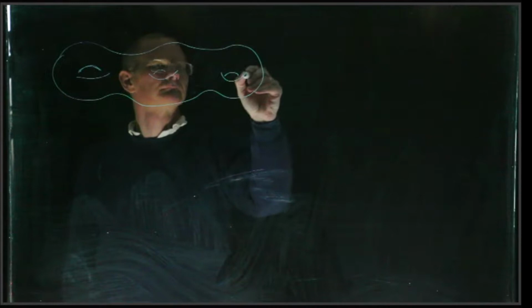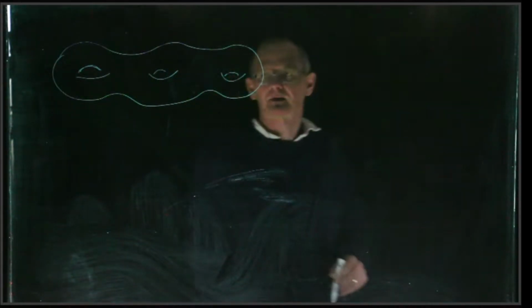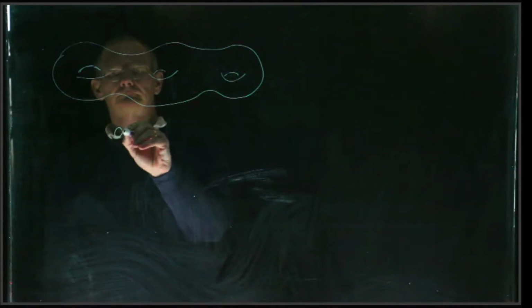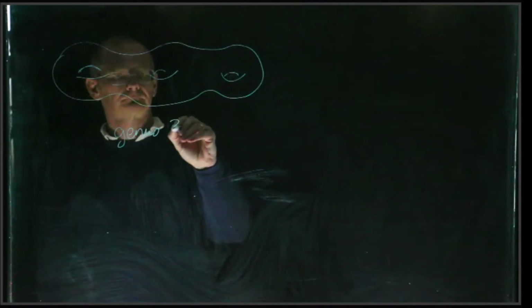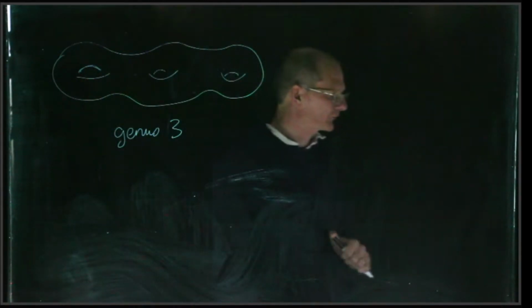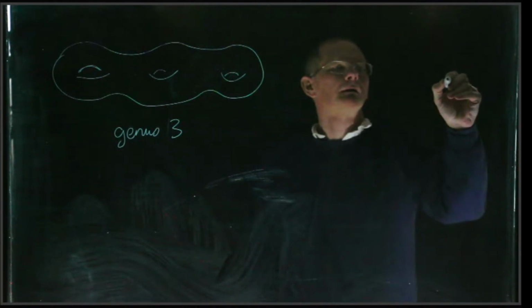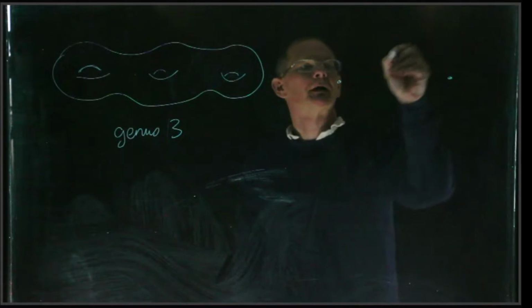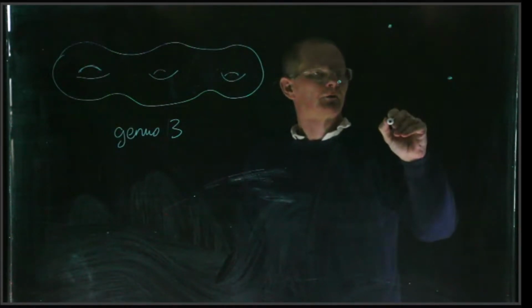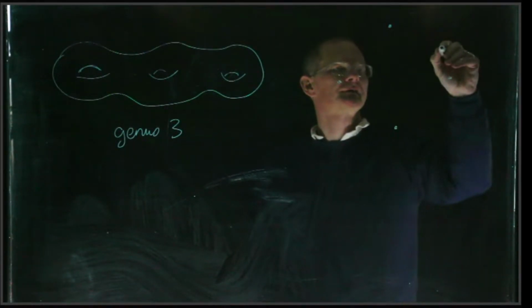Here's a surface of genus 3. We just basically take three tori and join them together like this. That's a closed surface of genus 3, but then we can also do these by gluing. This is discussed in the knots and surfaces course.